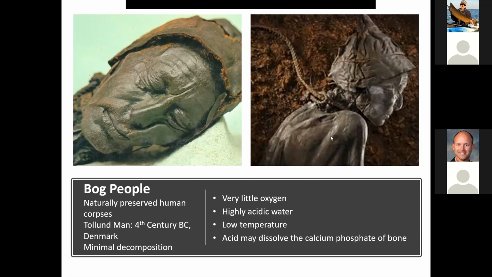But usually the acid would dissolve away the phosphate. You can see that this poor guy had a noose around his neck, so who knows what happened to him, but he was either a criminal or had done something naughty. So I don't know, but I've never seen a body.